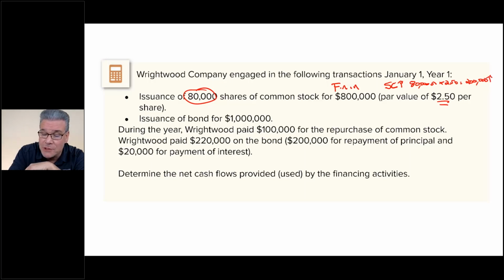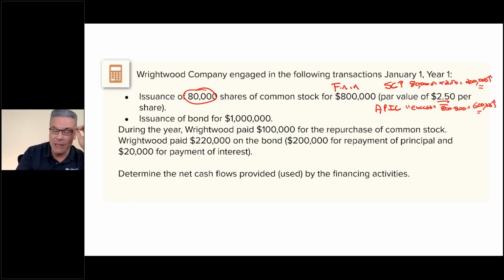Your stated capital goes up. Where did the rest go? Your paid-in capital, the excess. How much is the excess going into additional paid-in capital in excess of par? 800 minus 200, that's 600,000. Some of it goes into stated capital, the rest goes into additional paid-in capital. But either way, financing inflow, cash went up by 800,000. Issuance of a bond, we are the borrower. It's a bond, financing liability, financing inflow.